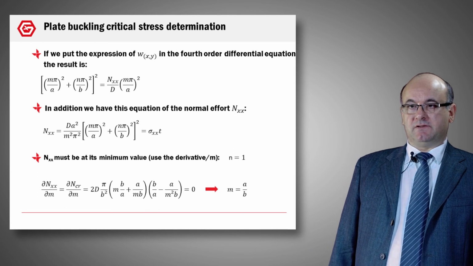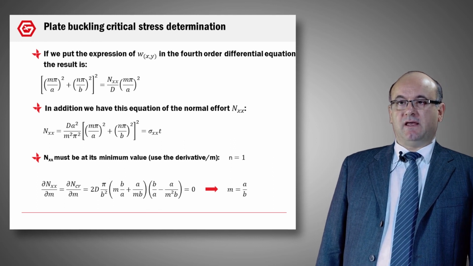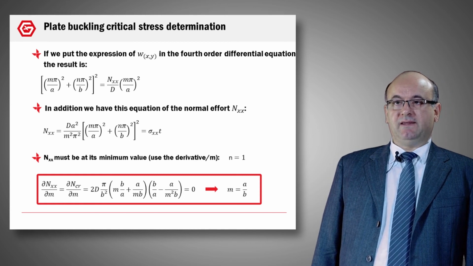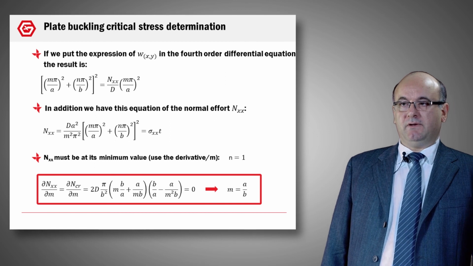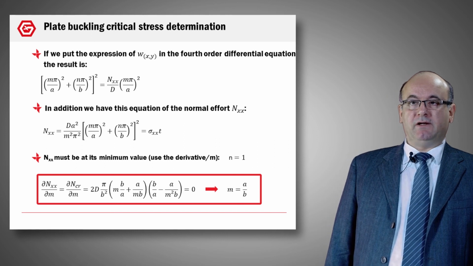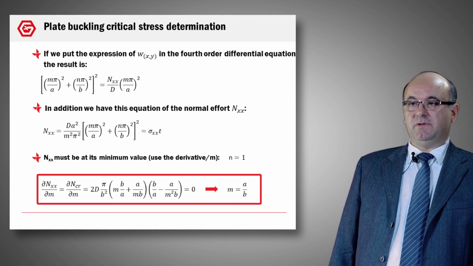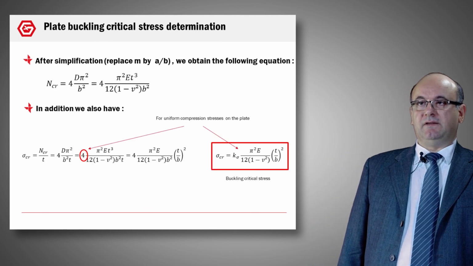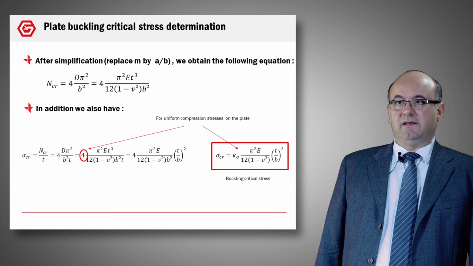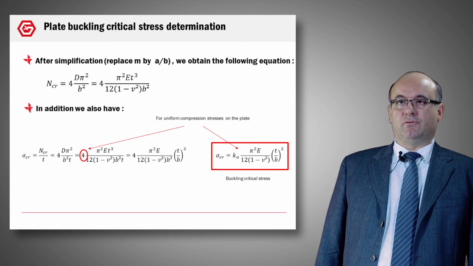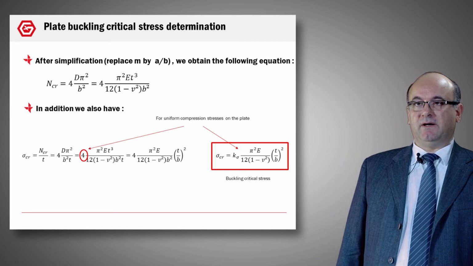To find this is easier. We have to derivative this expression, and the derivative must be done in respect to m. So we take this expression, we derivative to m, and if we put this derivative equal to 0 to have a minimum value of a buckling load, m must be equal to a divided by b. If we put m equal to a divided by b in this equation, we obtain the critical load N critic, that is equal to 4 multiplied by D, the rigidity of the plate, multiplied by pi squared divided by b squared.